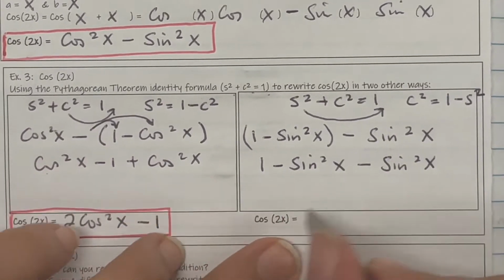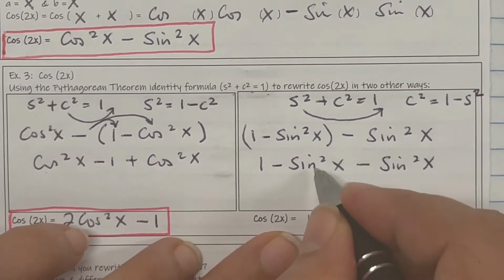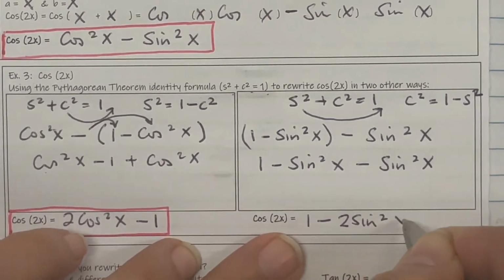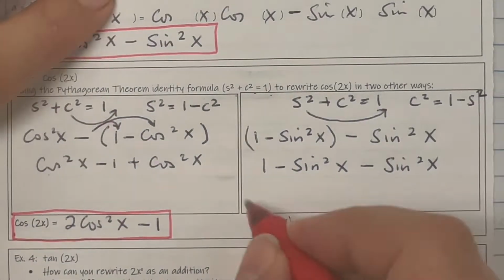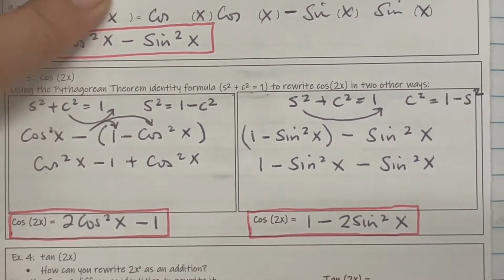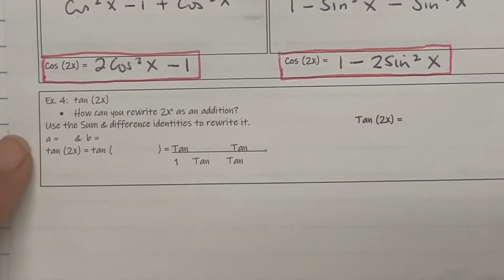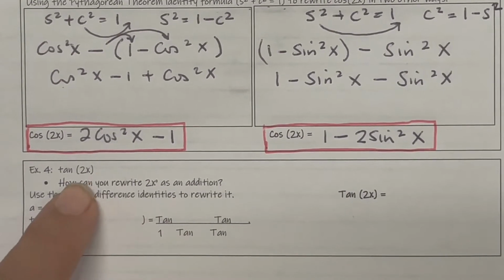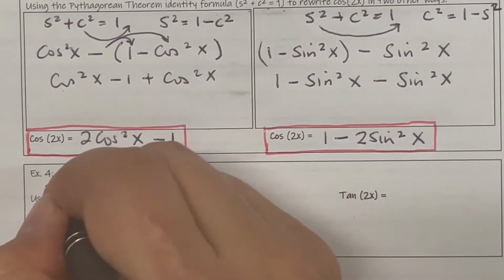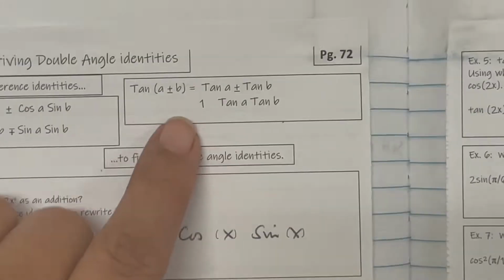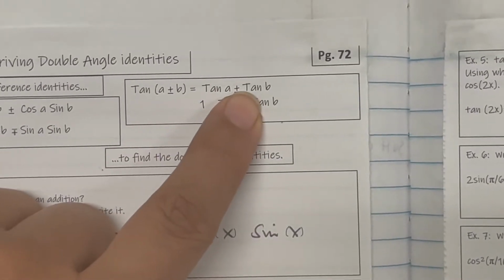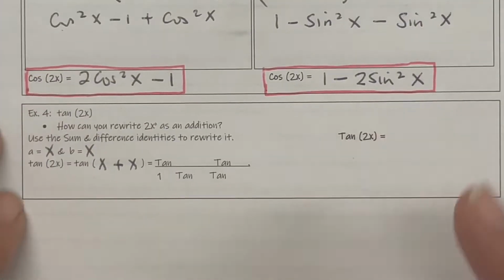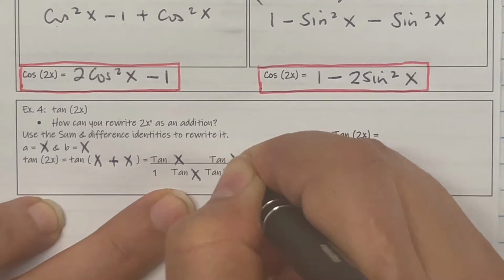All right, let's combine like terms. So minus sine squared minus sine squared is going to be minus 2 of them, sine squared x. So that's another identity. So there are 3 ways of writing cosine 2x, so a double angle formula for cosine 2x. All right, we're going to find the double angle for tan. Now you understand the drift. x plus x is 2x, so A and B is x. Looking at the formula, tan plus or minus tan, so tan x, tan x, tan x, tan x.